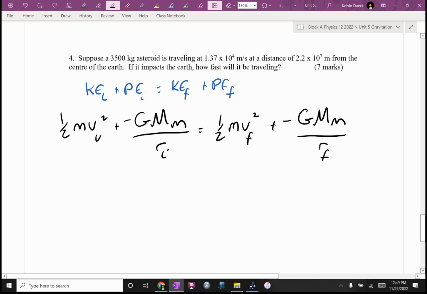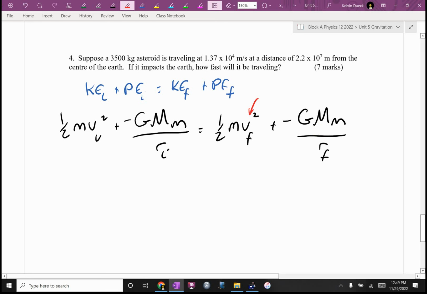Other things to notice. We're used to our final being in space and our initial being on the surface of the Earth. Here the roles are reversed. We're starting in space and crashing into the Earth. So I'll make sure this is where I put the further out radius. This is where I'm going to put the closer radius. What are they asking me to find? They're asking me to find that. I'm going to plus this to this side.